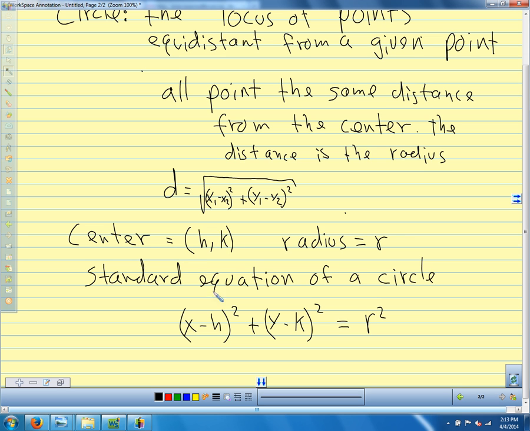And a couple things to remember. Notice that the sign here, we have x minus h, and here we have positive h, so the signs change when we put them between the equation and our point. And in our equation, our radius is squared.